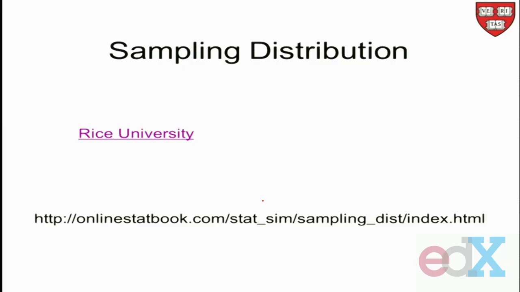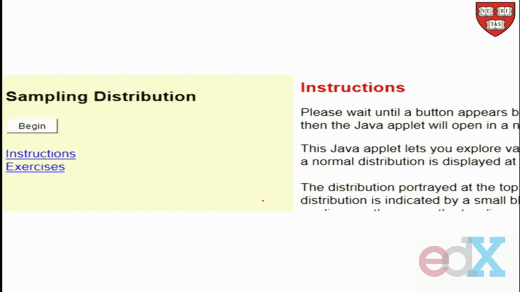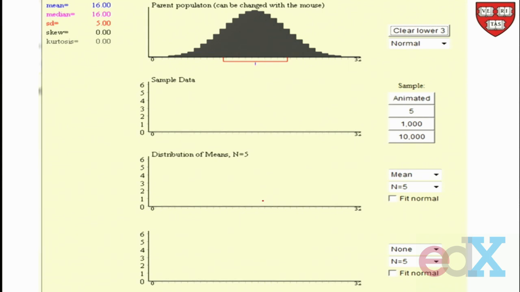All right, what we're going to do is go to this website, which is run by the statistics department at Rice University. So when you get there, you see this and click on begin, and this is what you're going to see. So we have before us a population, and that is the top panel here. Then what we're going to do is take a sample from that population, and you will see the sample displayed here.